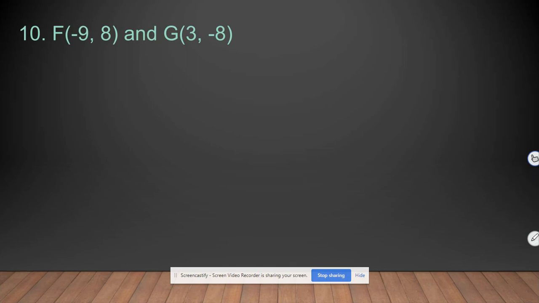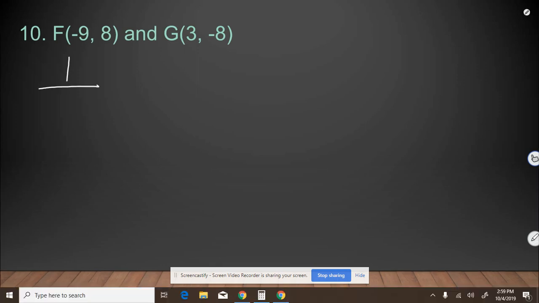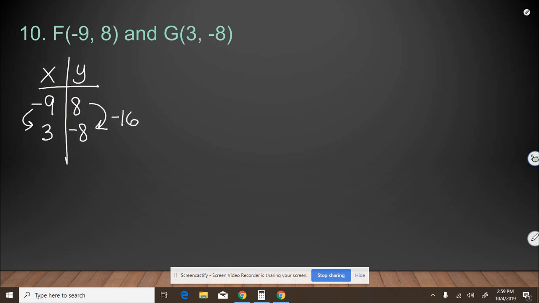So for 10, again, set up your table. For F, we have -9, 8, and for G, 3, -8. From 8 to -8, we're decreasing by -16. From -9 to 3, we're increasing by 12. So makes my slope -16 over 12, which are both divisible by 4, so I'm going to change it to -4/3.